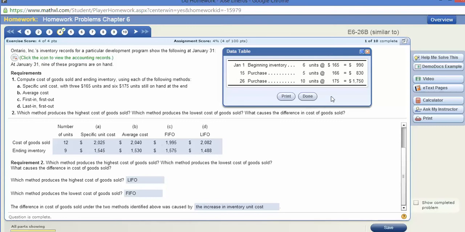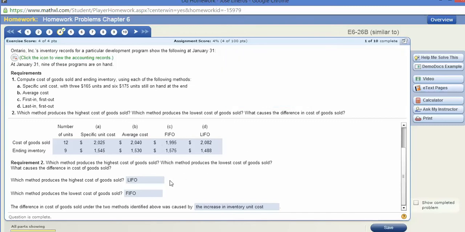Remember, LIFO sells from the bottom up. FIFO sells from the top to the bottom, from the oldest. So of course, if prices are dropping, you're going to have lower cost of goods sold. So the increase in inventory unit cost is what's creating this. This is all fine. This is all good.